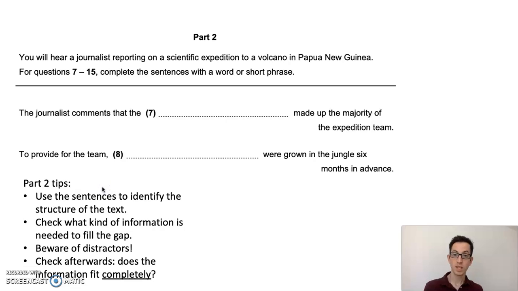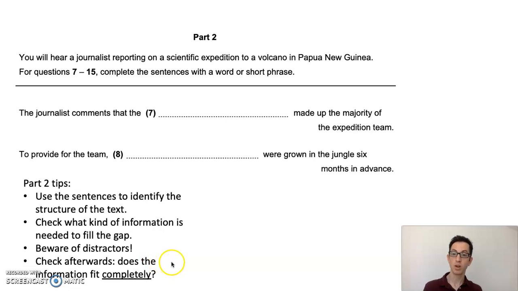So some tips for part 2. First of all, use the sentences to identify the structure of the text. This will help you to predict what you need to write. Check what kind of information is needed to fill the gap in each case. Think about grammatical categories as well. Beware of distractors, so watch out for any information which has been put in the recording to mislead you. And check afterwards, do a final check to make sure the information that you've written fits the gap completely.